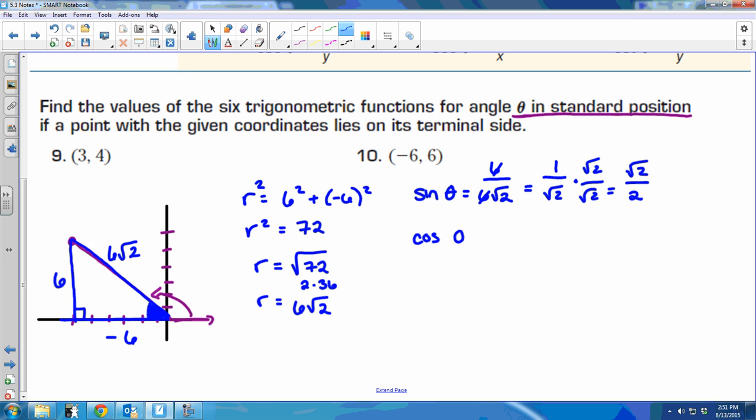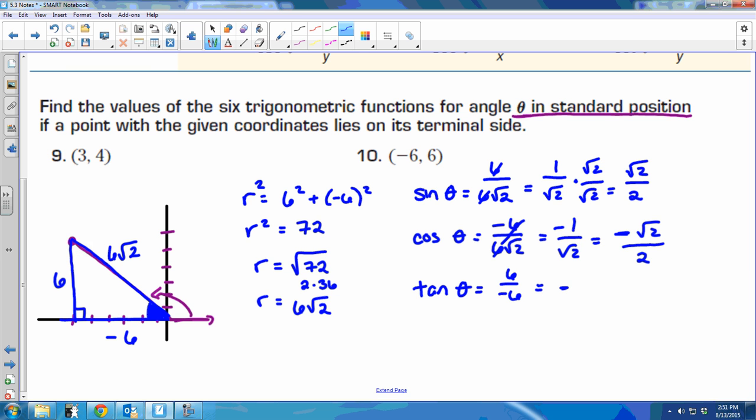Cosine is adjacent over hypotenuse. That's negative 6 over 6 square root of 2. So I do this again. I get negative 1 over the square root of 2. So it'll simplify the same as sine. We just have a negative this time. Negative square root of 2 over 2. For tangent, we have opposite over adjacent. 6 over negative 6. That's just negative 1.